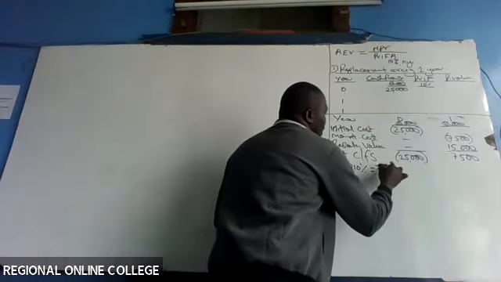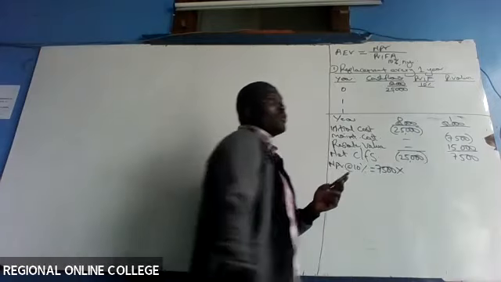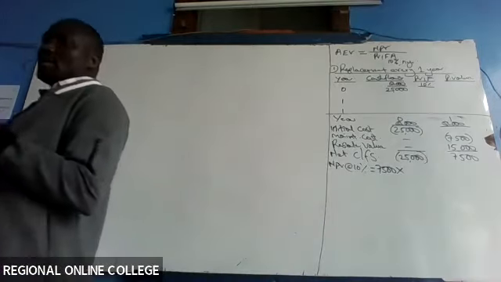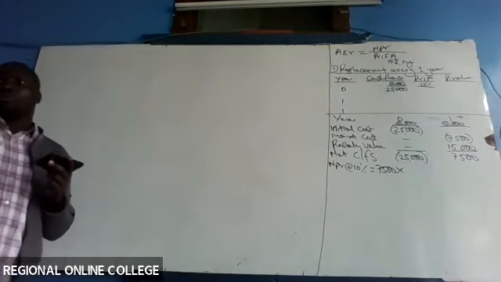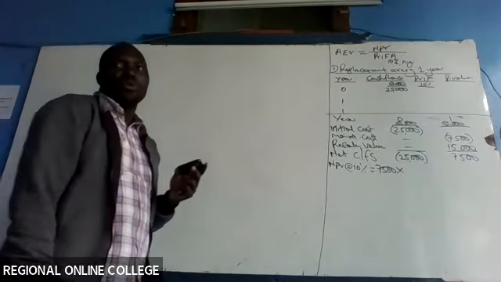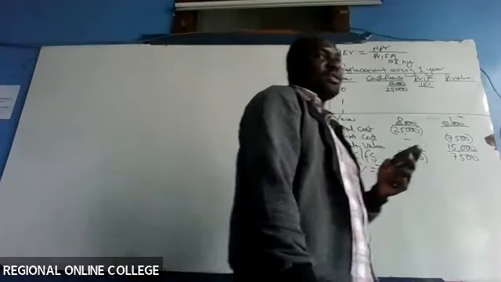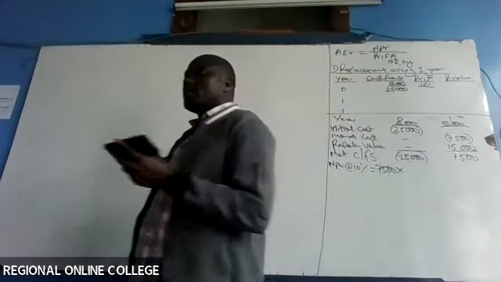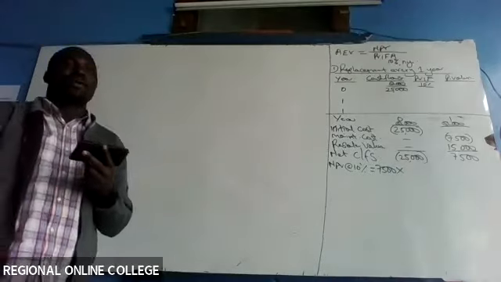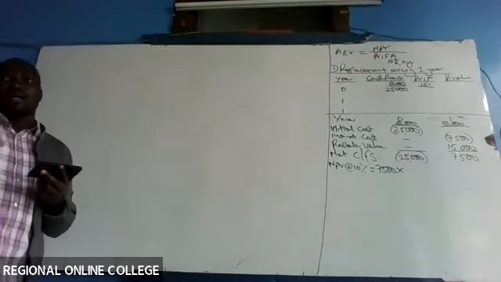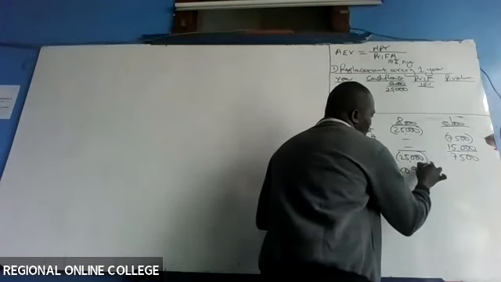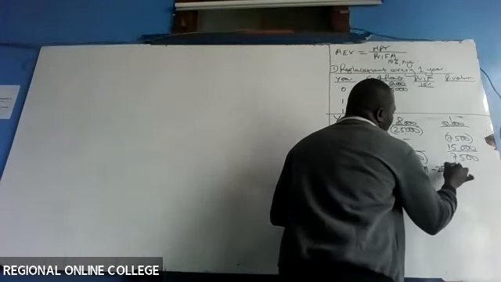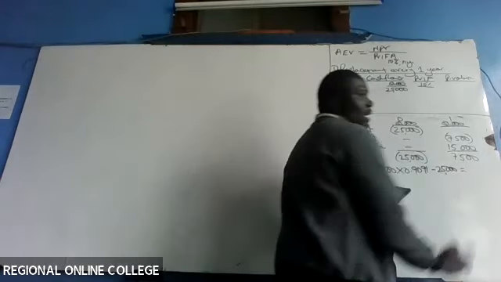That will be 7,500 times, or is it 10% 1 year? Table one or table two? Table one, thank you. So 10% 1 year, but that objective will truly be the same, 1 year. 0.9091 minus the initial outlay of 25,000. What is our NPV?